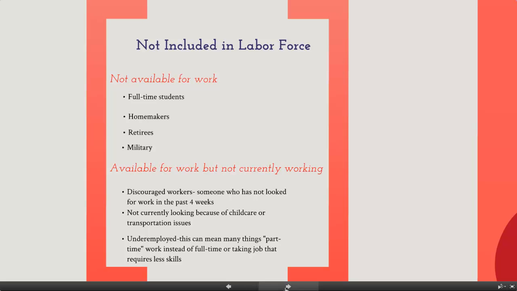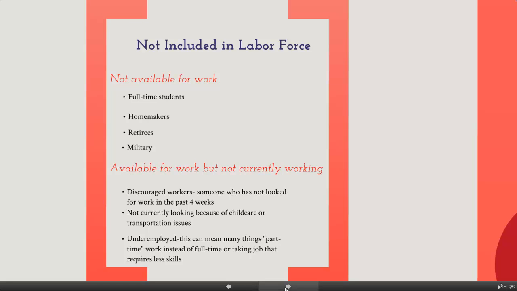Another reason that the unemployment number can be really skewed is people who are available for work but not currently looking for work. The very first category is called discouraged workers. This is someone who has not looked for work in the past 4 weeks. So let's say I was unemployed for 2 years and I stopped getting unemployment payments and I just stopped looking for work because I'm not going to get it. I'm a discouraged worker. Well, then I'm no longer unemployed. Now that I stopped looking for work, no longer unemployed.